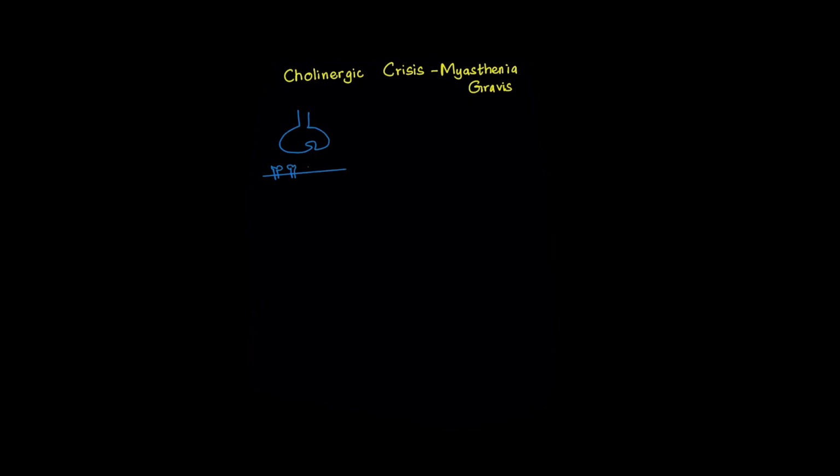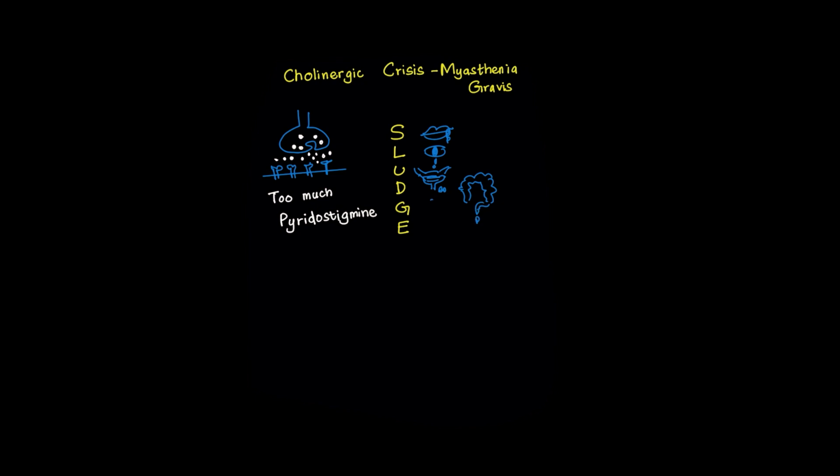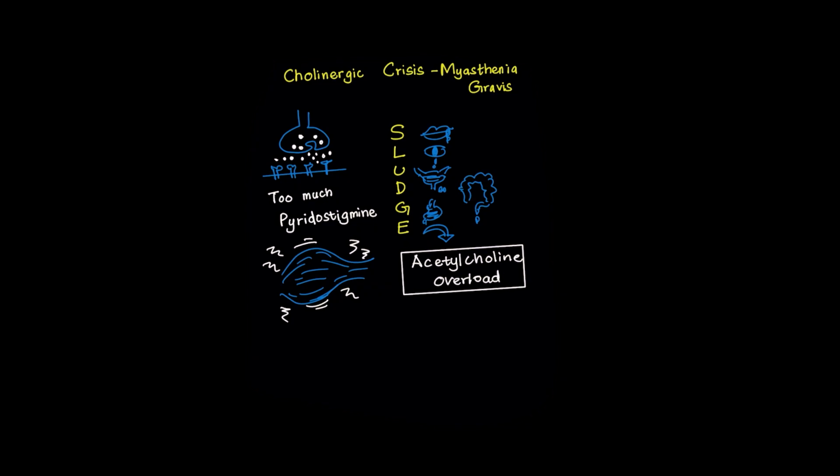Myasthenia patients take pyridostigmine to increase acetylcholine at the neuromuscular junction, improving muscle strength. But too much pyridostigmine causes cholinergic crisis where excess acetylcholine overstimulates all cholinergic receptors. This produces the SLUDGE symptoms: salivation, lacrimation, urination, defecation, GI upset and emesis, plus muscle twitching and cramping.